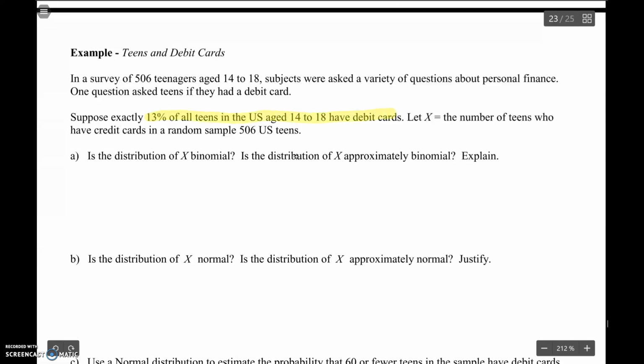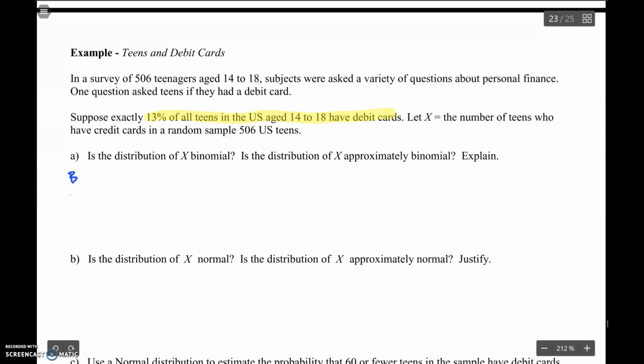Let X be the number of teens who have a credit card in the random sample of 506. So I select 506 kids from the population, and I look at what percent have debit cards. Okay? Is this distribution binomial? Is this a binomial distribution?